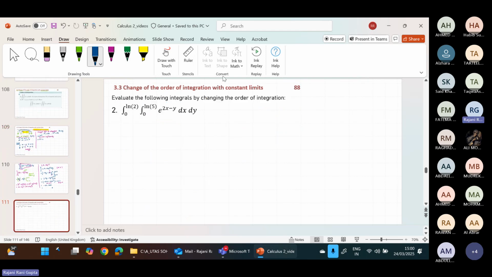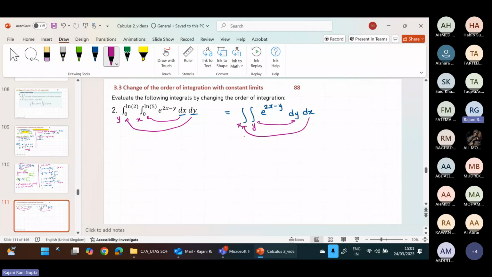Okay, let's do this. Again here, you have dx dy. So what you are going to do, you have to change the order of integration. So it means you will be writing e power 2x minus y. You have to write dy dx, changing the order of integration. Now we have to work for the limits. So if you see here, these are the limits for x and these are the limits for y. So when you are writing dy, it means here you should write the limit for y and here you should write the limit for x.